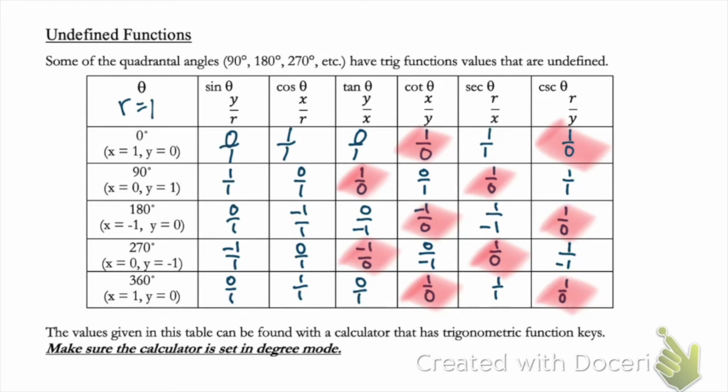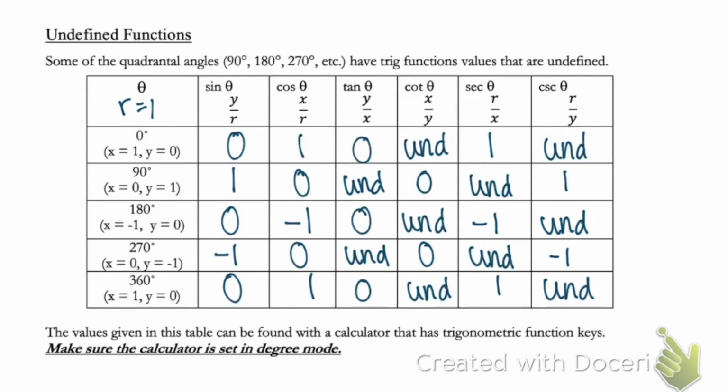So everywhere that I have 0 divided by 1, I'm just going to put 0. And everywhere that I have 1 divided by 1, I'm going to put 1, or negative 1. Some of these will be negatives. Okay, so I replaced all of the red ones with UND, which stands for undefined, and the rest of them I simplified. This is what I would like you to pause and write down in your table.